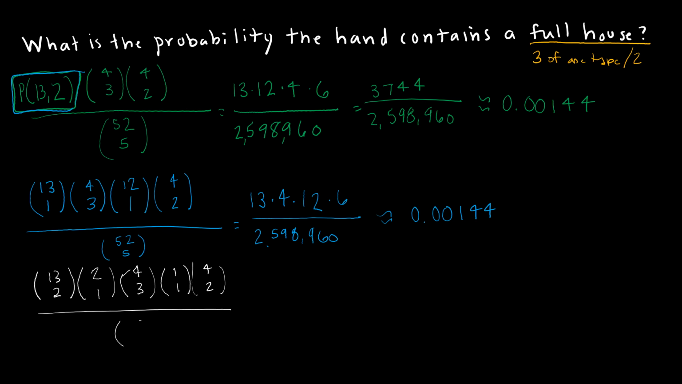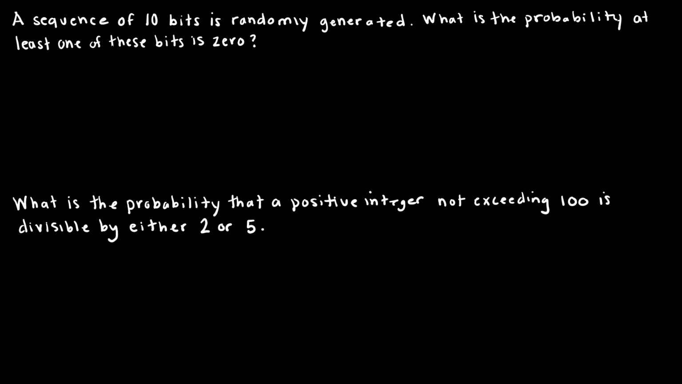Again, over 52 choose 5. And again, what's going to happen is we're going to get the exact same result. We're still going to get 0.00144 or 3744 over 2,598,960. So there's 3 different correct ways to think about the exact same question.